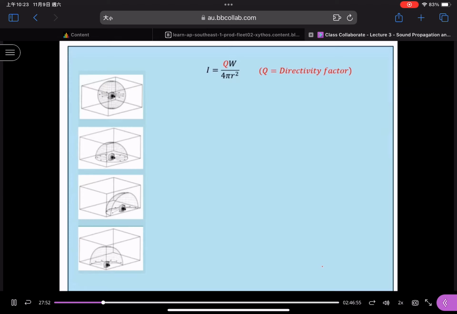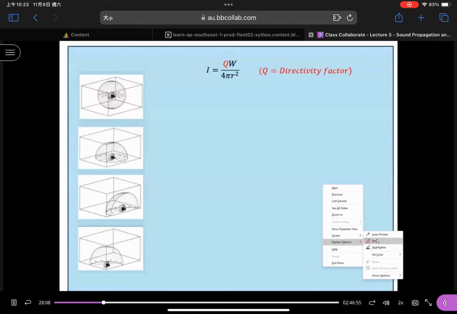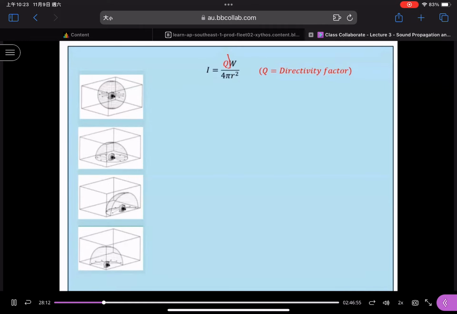Now let me go to this one. I introduced these equations to you before, correct? Now we plug in one more parameter here, what we call the directivity factor, to see what the difference is. When we take a look at this figure, consider that this is an acoustic source suspended in the middle inside the room. It can radiate sound fields in all directions, correct?